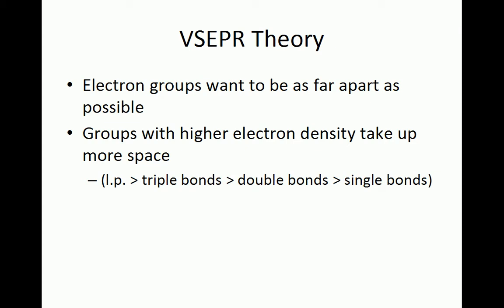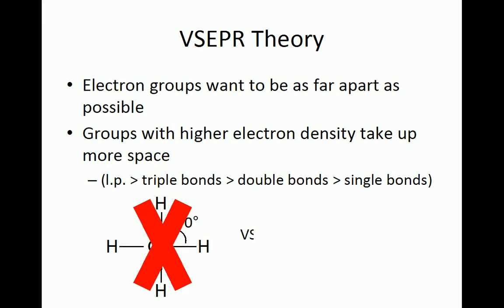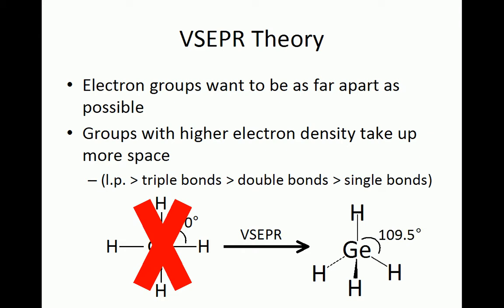VSEPR is the reason that molecules with 4 electron groups are not planar, with bond angles of 90 degrees, but are actually three-dimensional, with bond angles of 109.5 degrees. We represent 3 dimensions in drawings with wedges for bonds coming out of the plane of the paper and dashed lines for bonds going into the plane of the paper.